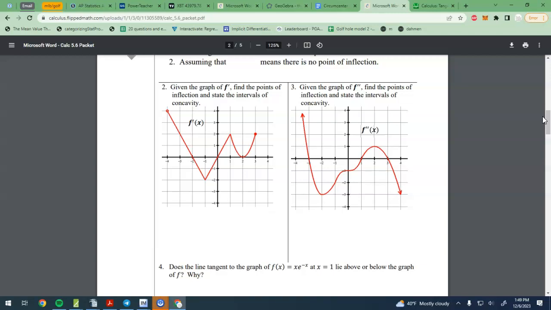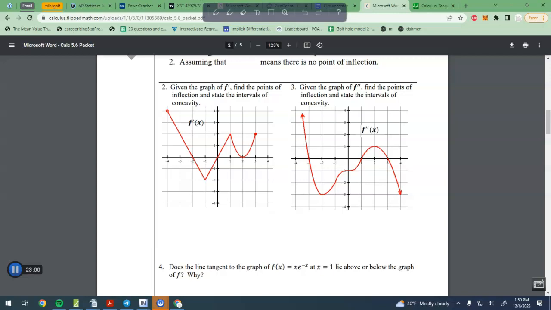Number 2. So that is a graph of f prime. This graph is the derivative level. They're asking me about points of inflection and concavity. What level do points of inflection and concavity come from? Second derivative. So I'm looking at the first derivative, and I need to think about the second derivative. I've got to take the derivative of this graph, basically. How do I take the derivative of a graph? You look at the slope of it.